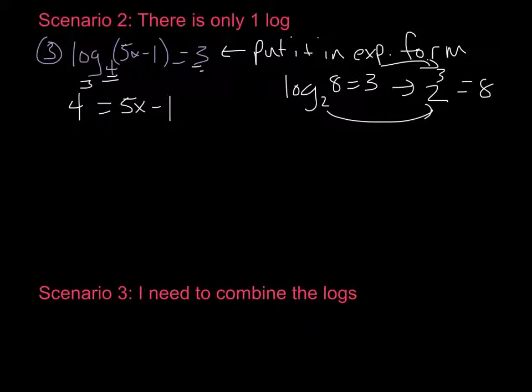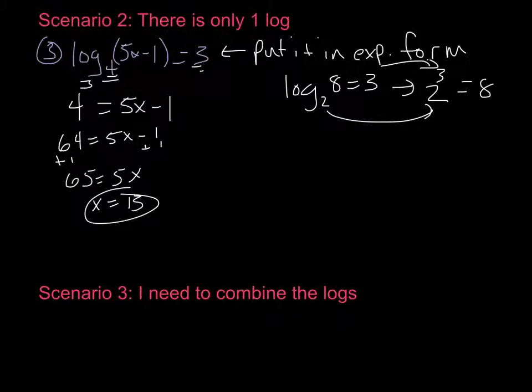Gosh, I can solve that. 4 to the third is 64. And pretty easy solve. Plus 1, 65 equals 5x. And x ends up being 13. Exponential form. Okay, just real quick, one more kind of like this.